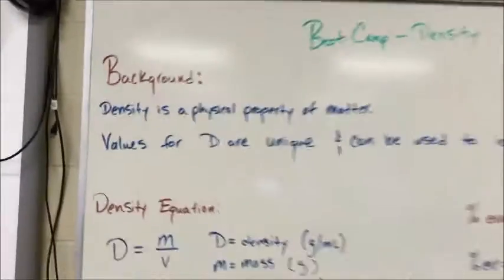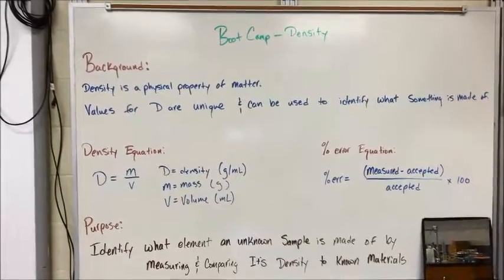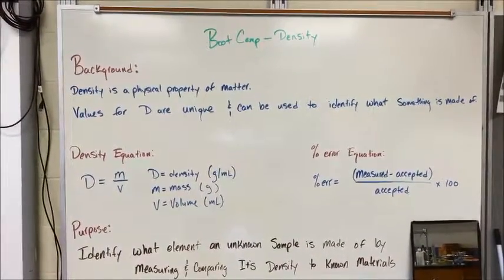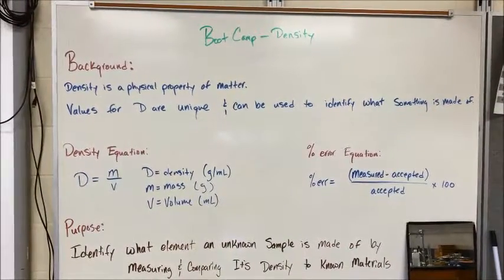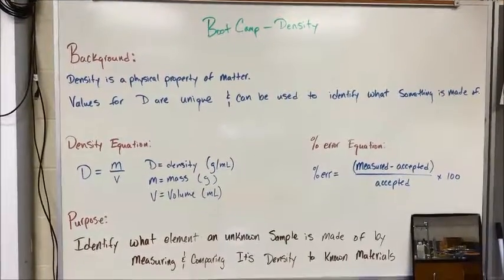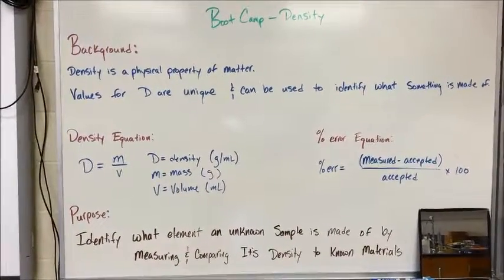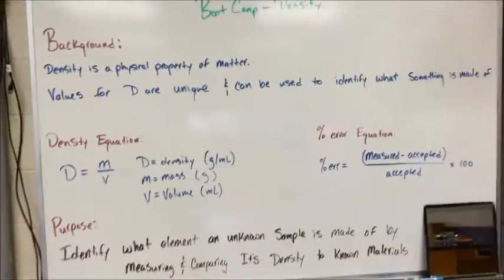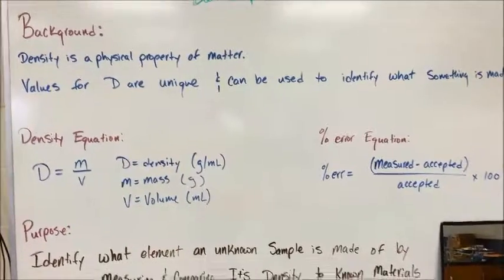So here it is, our background information. Density is a physical property of matter. So it's kind of unique and can be used to identify what type of matter something is made of. The density equation is D equals M over V. I want to define the variables there. D, density, has the units grams per milliliter, the mass is in grams, and volume is in milliliters.